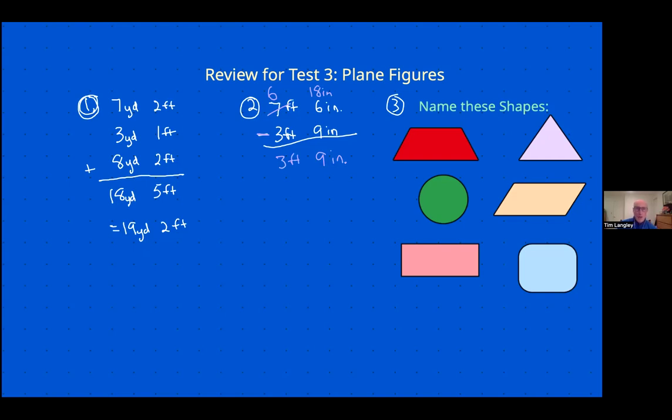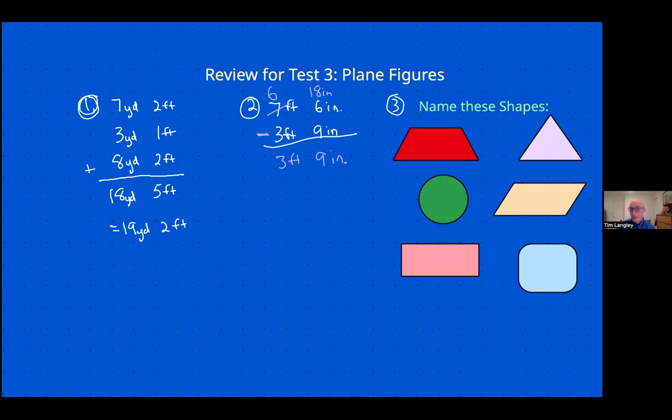All right. We've got a series of shapes here on the right. And one of the things you'll be asked to do on the test is just identify shapes. So, the first one on the left, can you identify what this one is? The red shape. It's a trapezoid. It's got two parallel sides, and then it's got two sides that are not parallel. So it's a trapezoid.